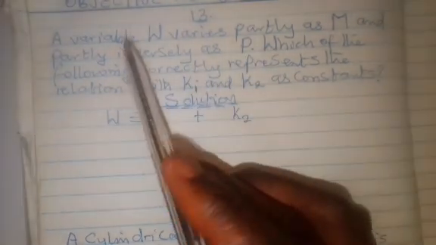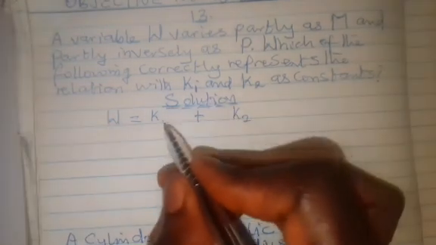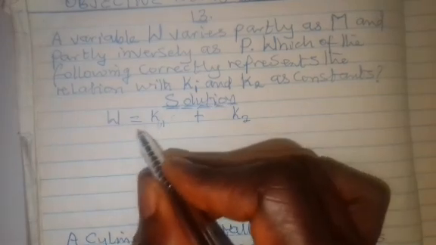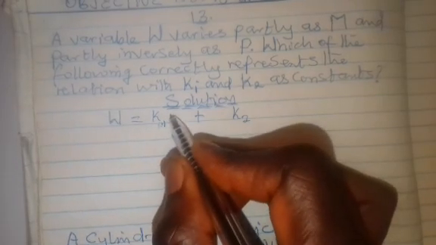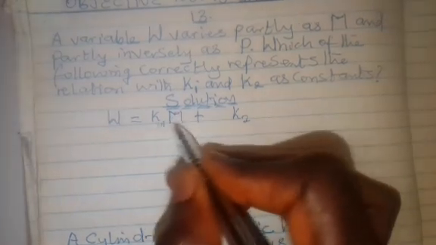Now, in the question it says a variable W varies partly as M. So we come to this first constant. Since it varies partly, that means it is directly proportional to this first constant. So we'll write it here, M. All right, so we are done with the first part.